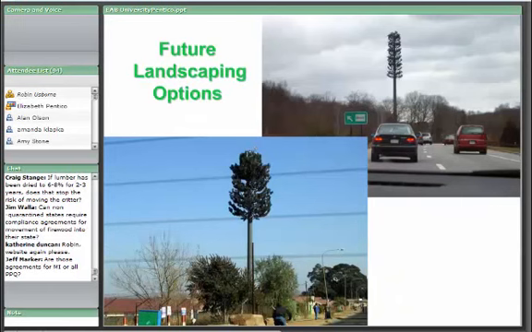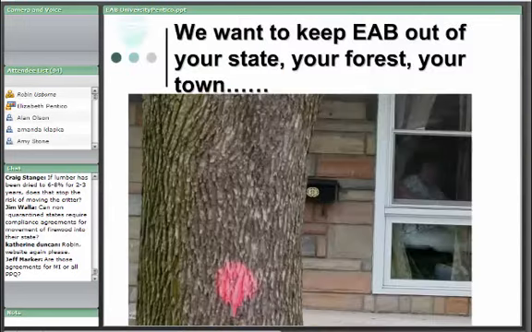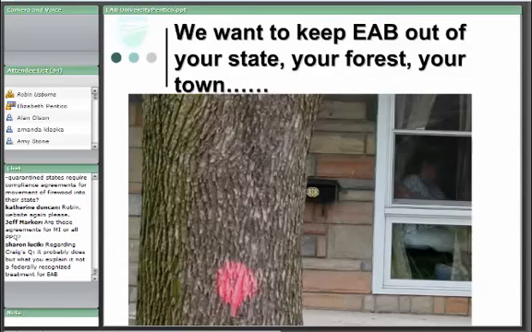And I guess in closing up, this is not how I want my landscape to look. I don't care how well you try and hide that cell phone tower. It certainly doesn't fit in with the rest of the trees, and I know it's not real. I would like to see real trees maintained in our landscape, including ash. So unless you want that to be your future landscape options, then we would like to work with you to keep EAB out of your state, your forest, and your town.